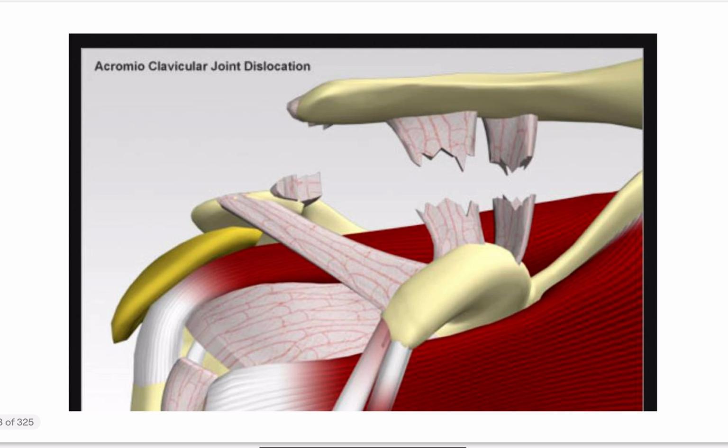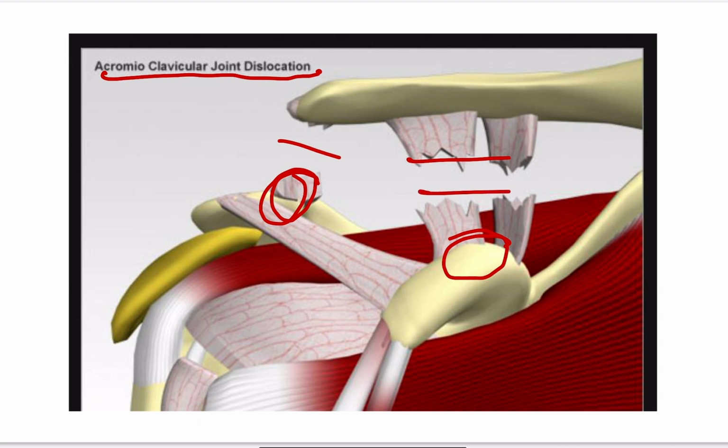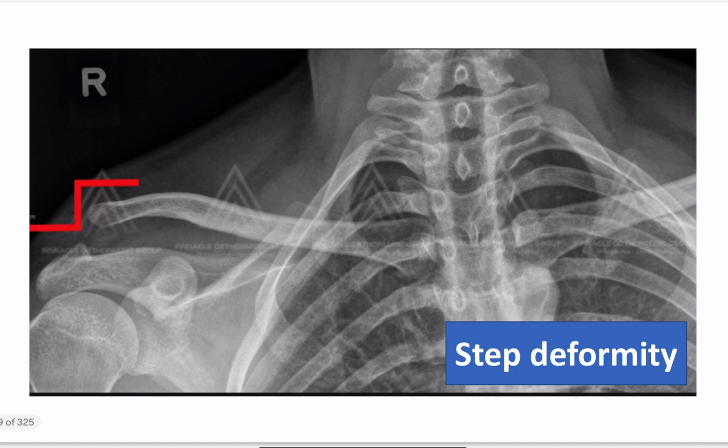Here we can see the tearing of the ligament, and this is the acromioclavicular joint dislocation. Here this area is the acromion process, and this is the coracoid process, and we can see the tearing of these two important ligaments, and the clavicle goes upward and becomes visible. And here we can see the step deformity, that means the lateral end or acromial end of the clavicle is disconnected from the acromion process of the scapula.